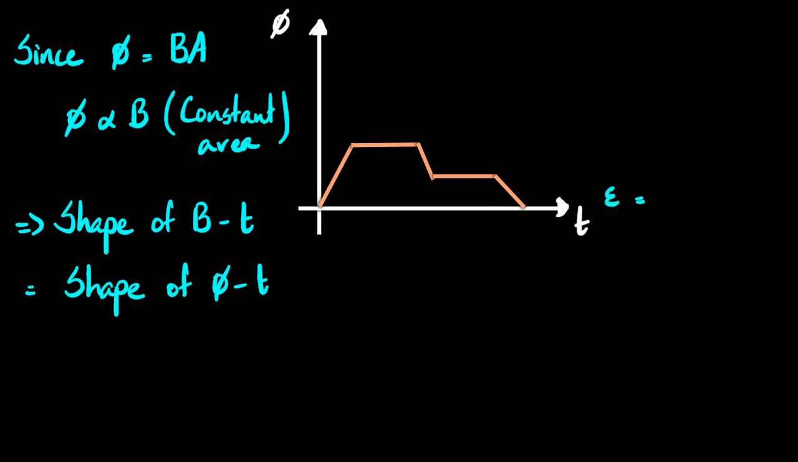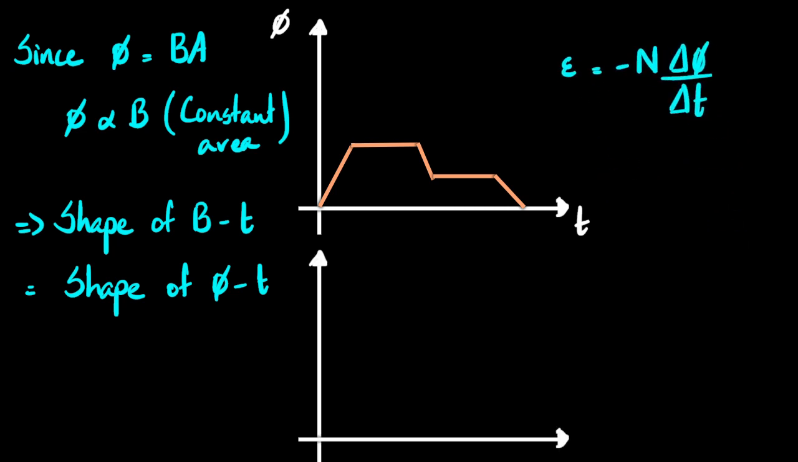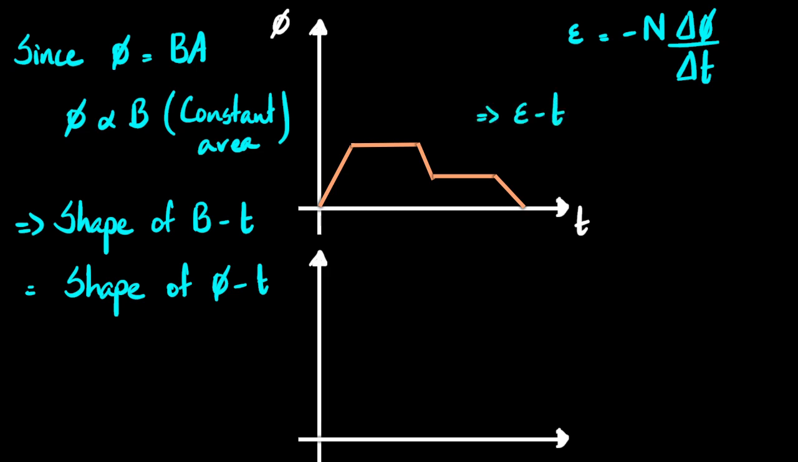So using this idea, and let me write it here on the corner, that the induced EMF is minus n delta phi over delta t. So basically the relationship between both of these graphs is this, that the EMF time graph is the negative gradient of the phi time graph, right? So how you get the graph of EMF versus time is if you take the negative gradient of how the flux versus time graph is.